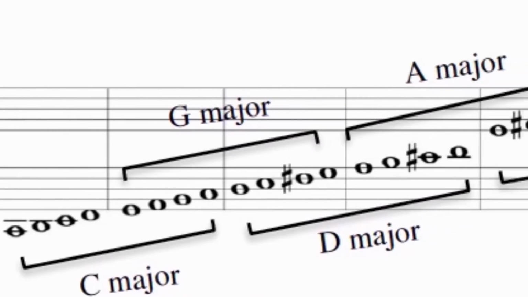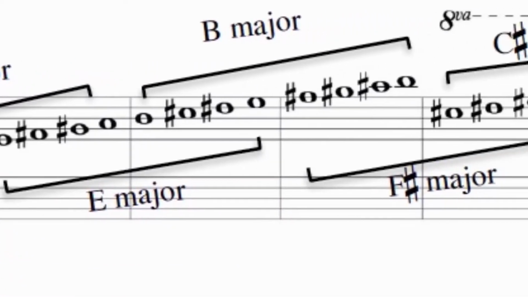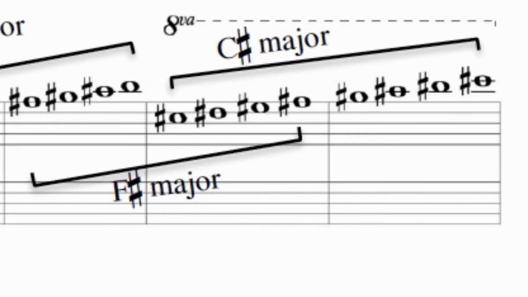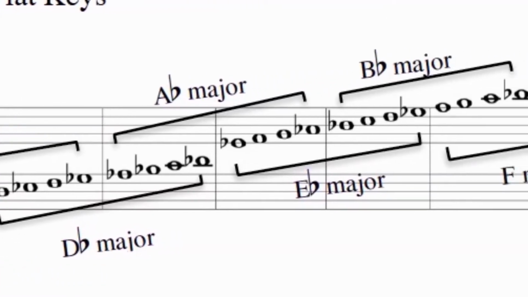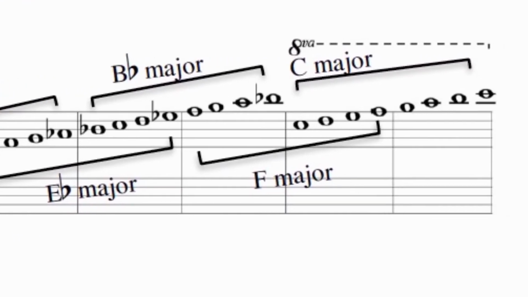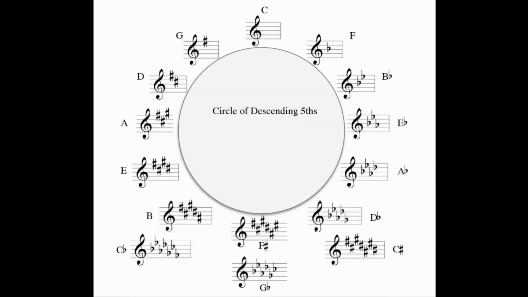So, the idea of starting with C major, passing through all the interconnected keys, and then arriving back at C major reveals a circular nature of the system of overlapping keys. And for this reason, we can construct a circle of fifths. That is, a chart that lays out these key relationships.